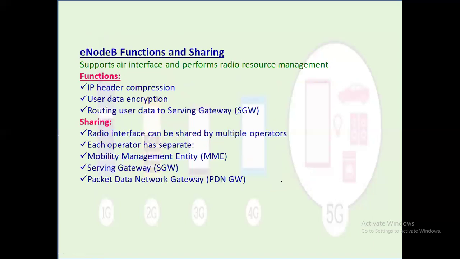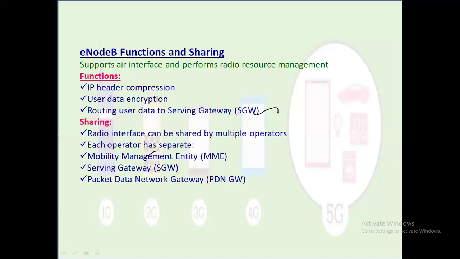Next, we'll move on to eNode B functions and sharing. This eNode B, a crucial component of 4G LTE, performs a range of functions, including supporting the air interface. That is very, very important. And managing radio resources, compressing IP headers, encrypting user data, and routing user data to the serving gateway, SGW.